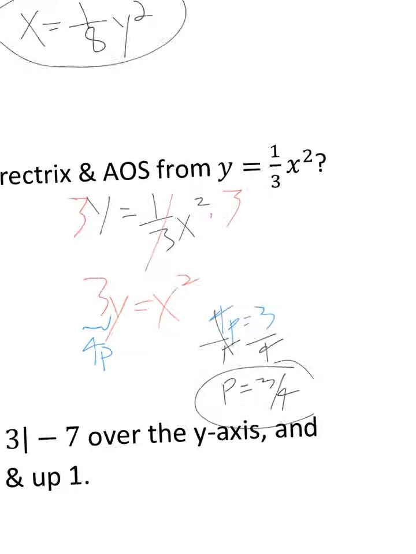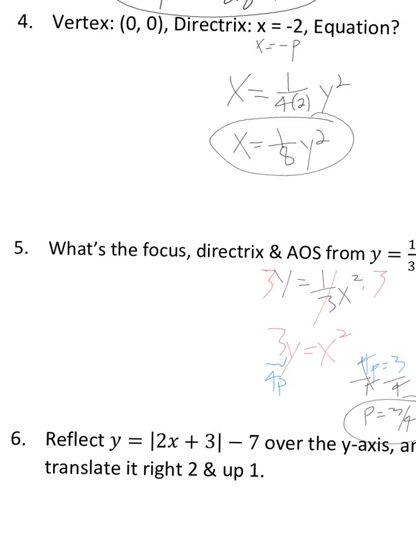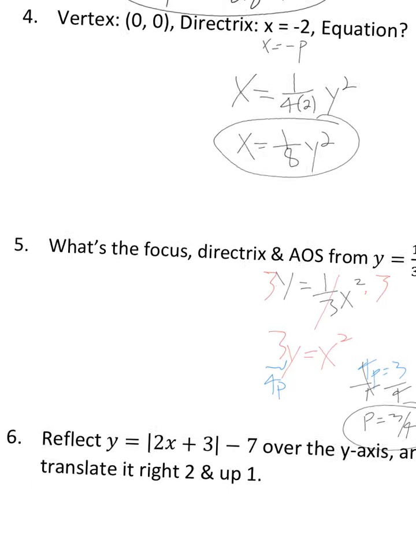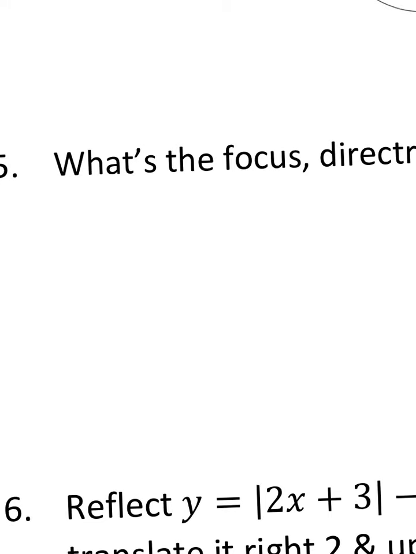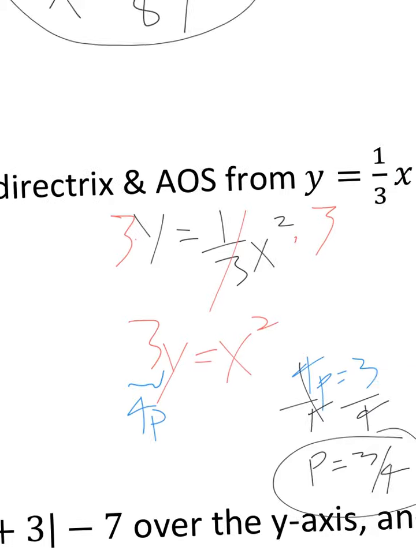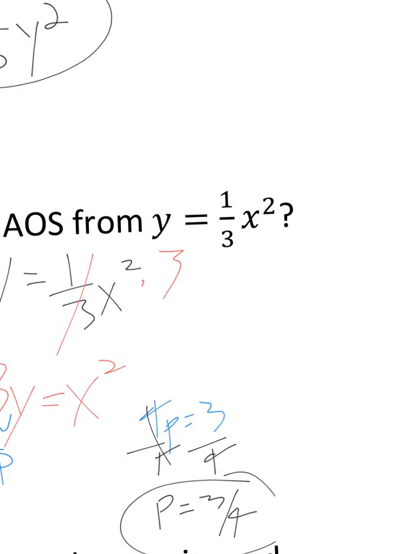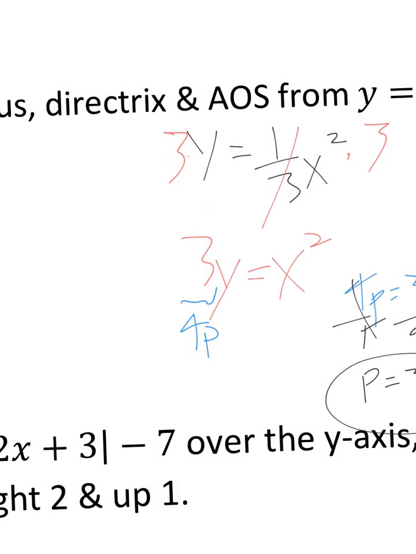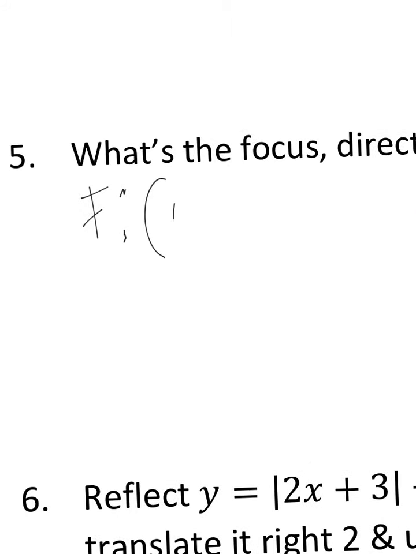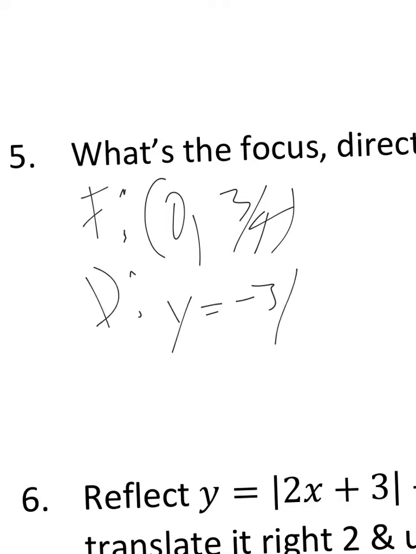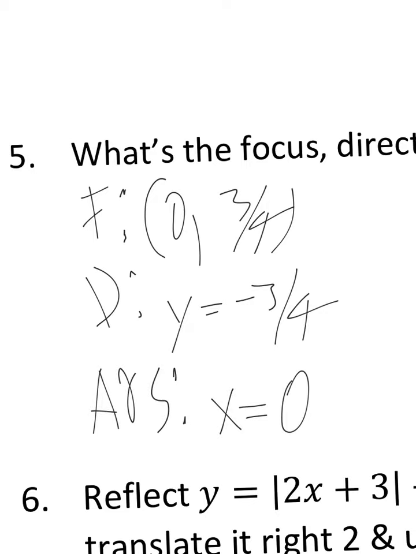Once you know that, then you can write your focus, directrix, and axis of symmetry. Your focus is going to use that 3 over 4. Is it going to be in the x-coordinate or the y-coordinate? It's a y equals equation, so it'll be the y-coordinate. So your focus is 0, 3 over 4. Your directrix is y equals negative 3 over 4. Remember, you flip the sign on the directrix only. And your axis of symmetry, since it was a y equals equation, it'll be an x equals axis of symmetry.